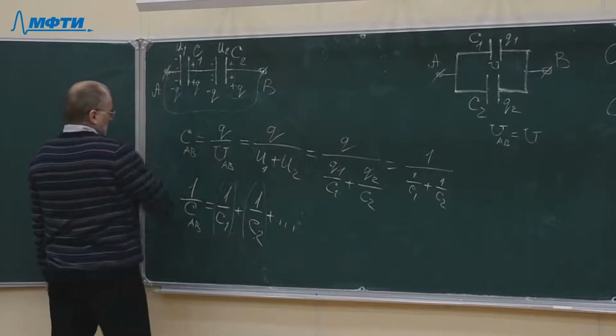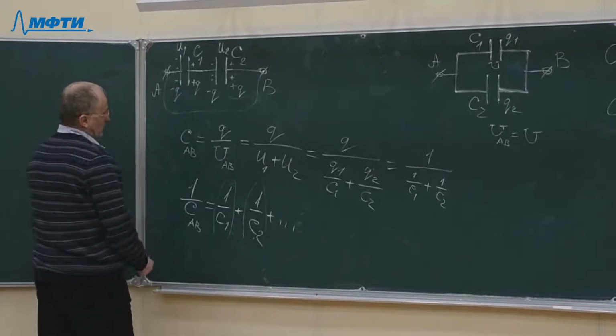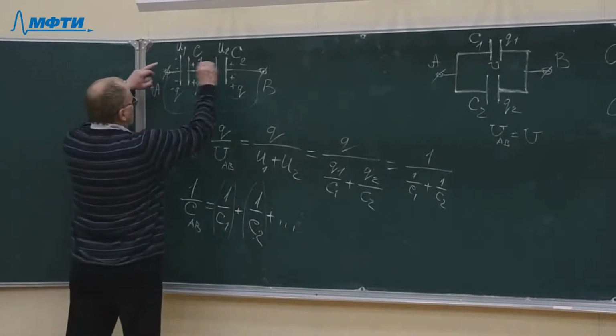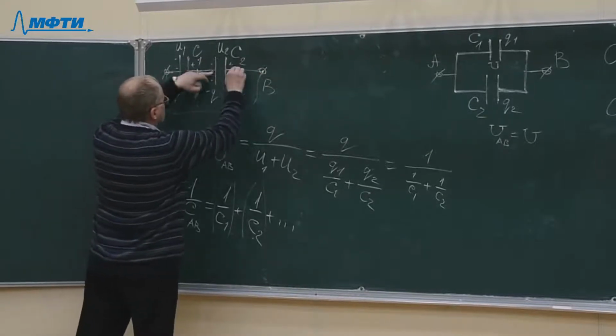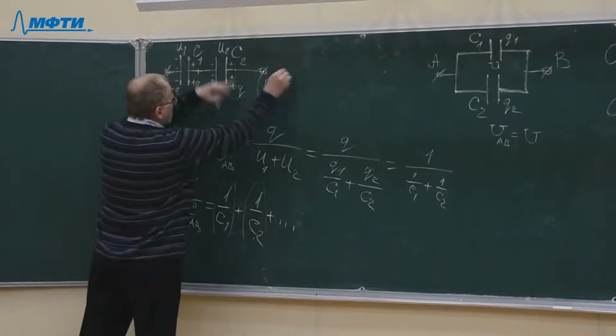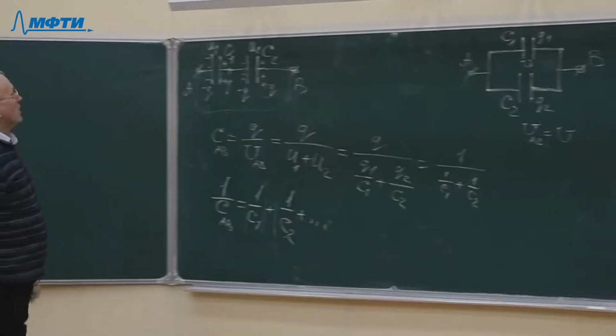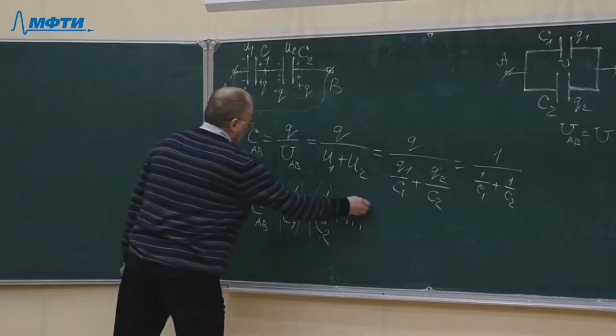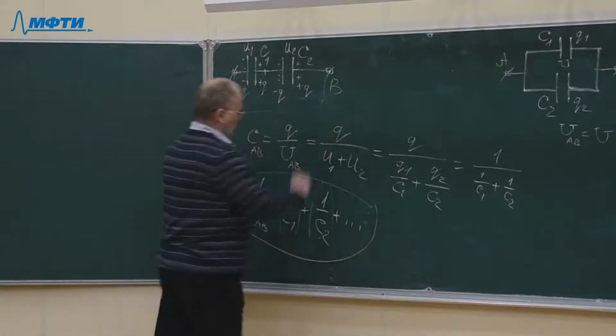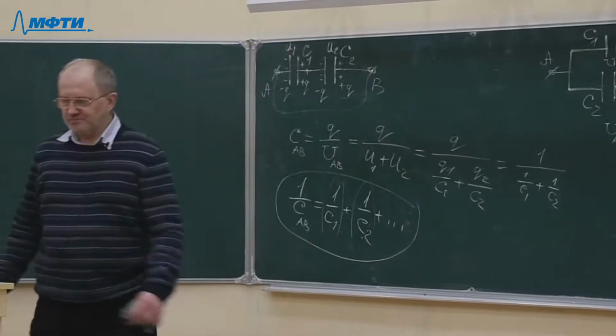And this formula originates from the fact that potential difference between points A and B equals the sum of potential differences, the sum of voltages on each element of this serial circuit. So we obtain this formula for the series connection of capacitors.